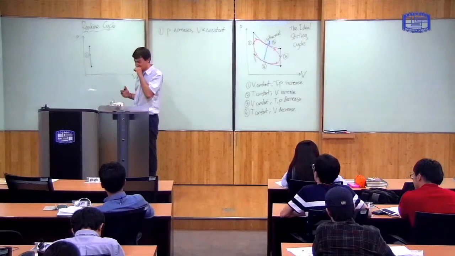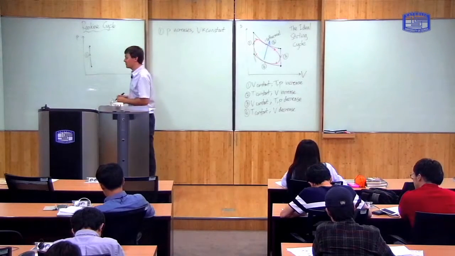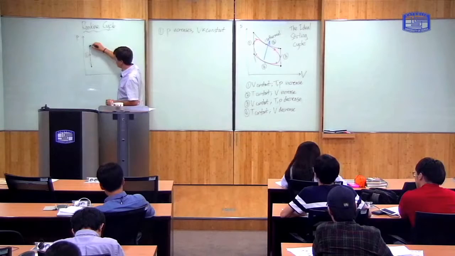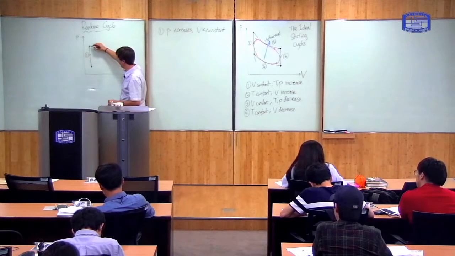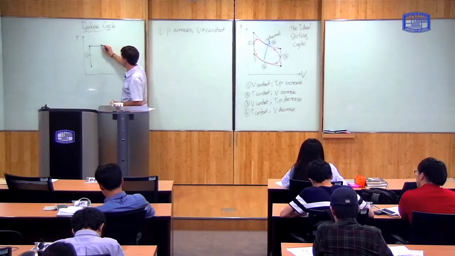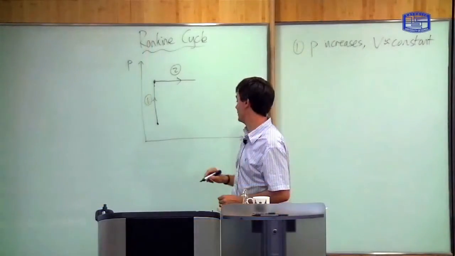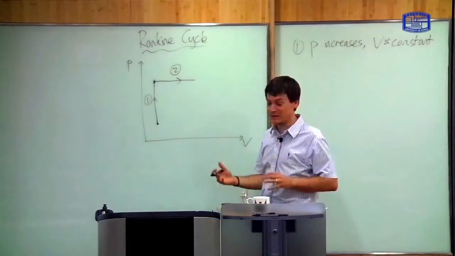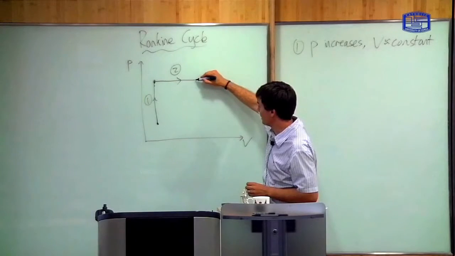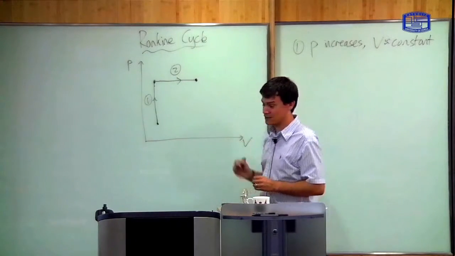In the second stage, you heat it up. In this part, it's inside the boiler, so the pressure is at a constant because it's all connected. So the pressure is approximately constant, but you increase the temperature, and as you increase the temperature, it expands, turns into a gas. So the second stage looks something like this.